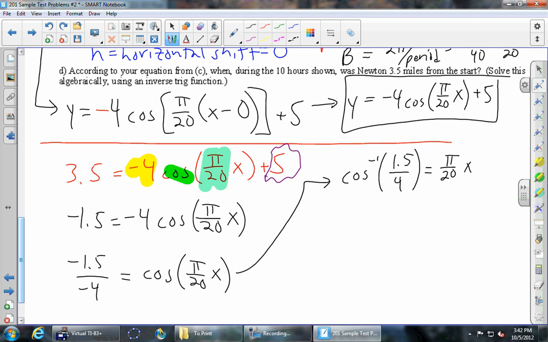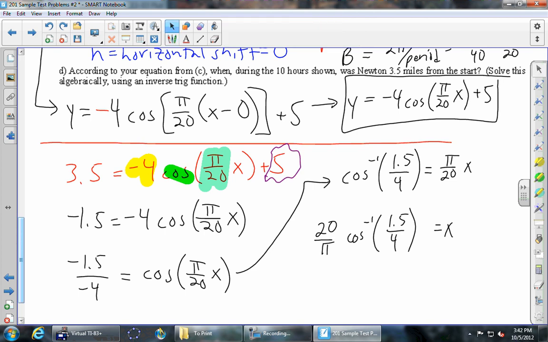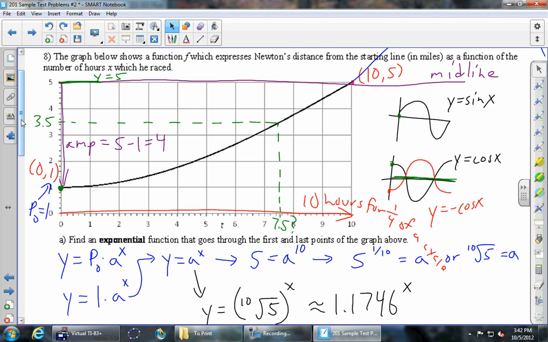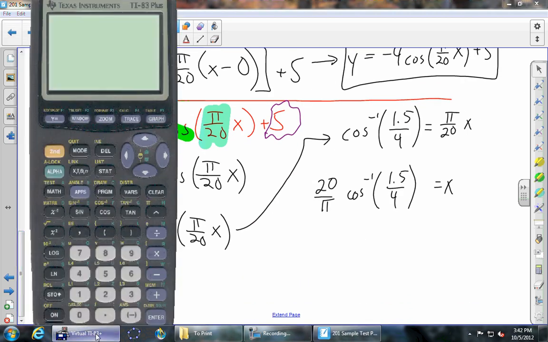And then finally, to solve for x, divide both sides by pi over 20, or maybe a little better, multiply both sides by what number? 20 over pi. Okay, so let's type this in and see if we get anything near 7.5 that we get from looking at the graph. So 20 divided by pi, times inverse cosine of 1.5 over 4.